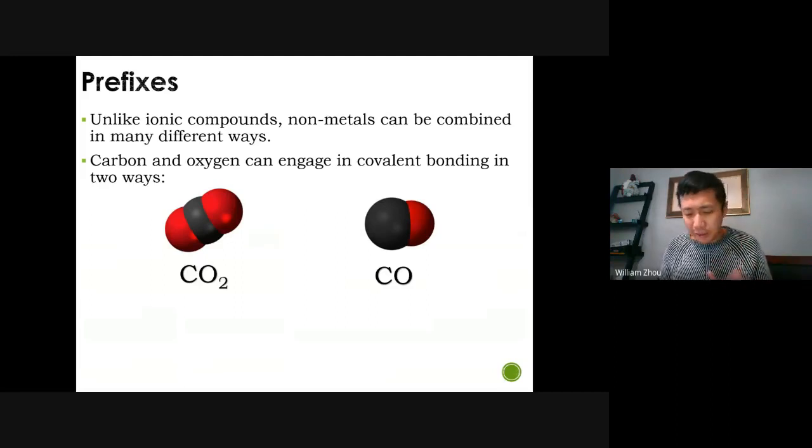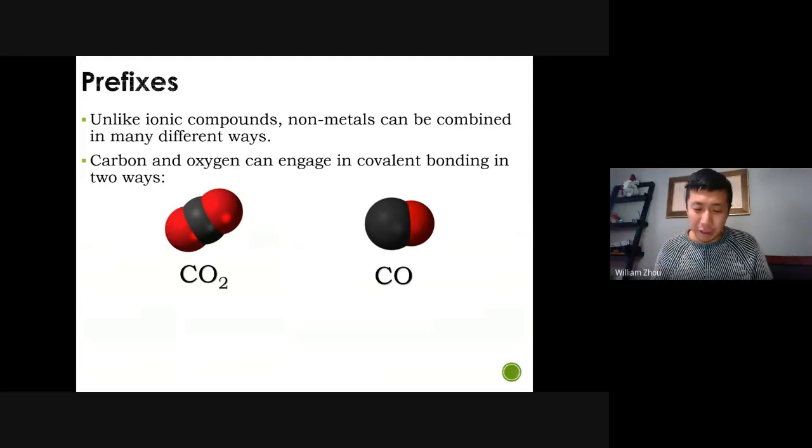Carbon dioxide is a greenhouse gas. It's a thing that we release into the air after we burn fossil fuels. We know a lot about carbon dioxide. Plants need it to grow. Carbon monoxide is a colorless, odorless, deadly gas that will kill you without you knowing it.